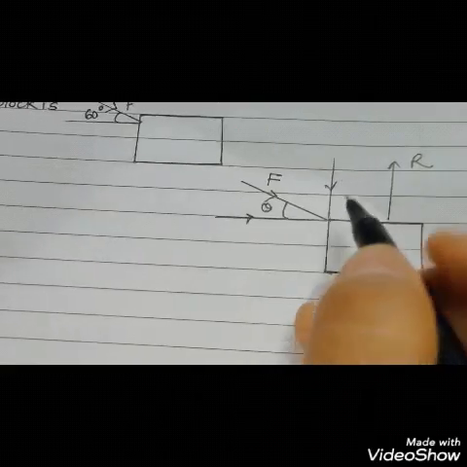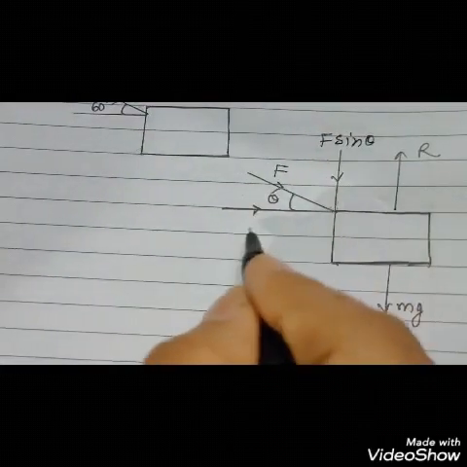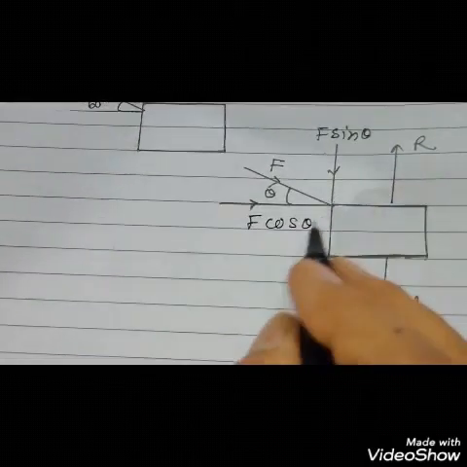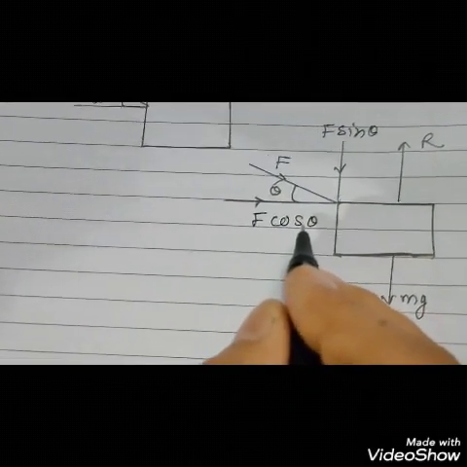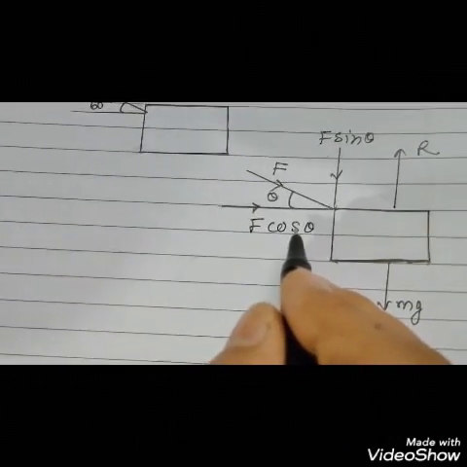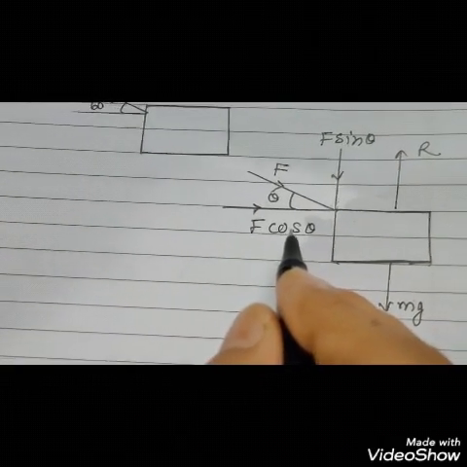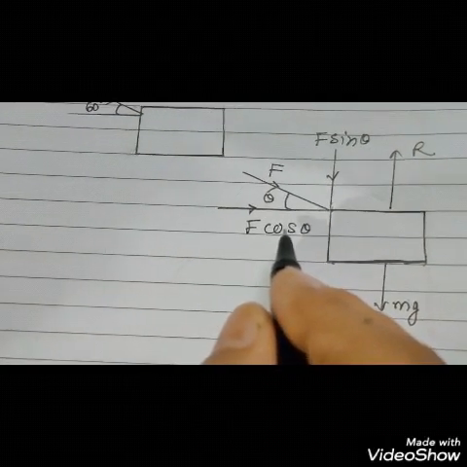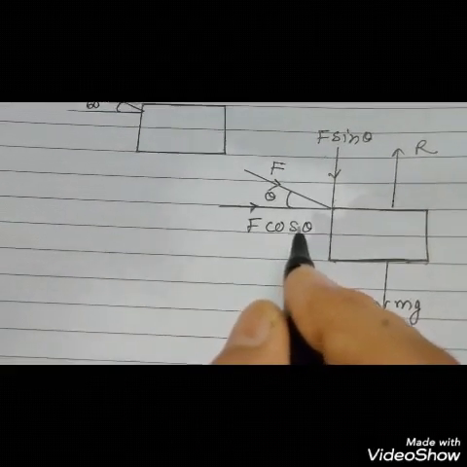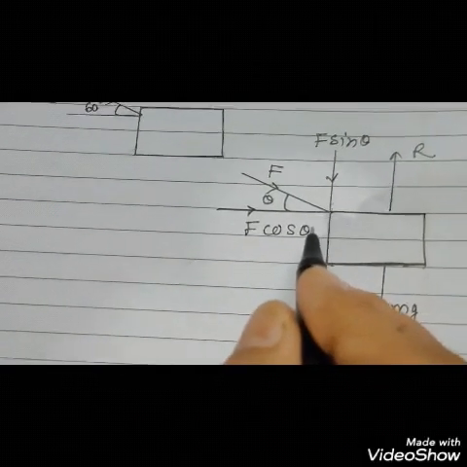The vertical component will become F sin theta, and the horizontal component will become F cos theta. And you will find that this F cos theta will have to overcome the friction here. So that means the friction force must be equal to F cos theta, or it should be more than that. In case the object is moving, the applied force must be more than the force of friction.